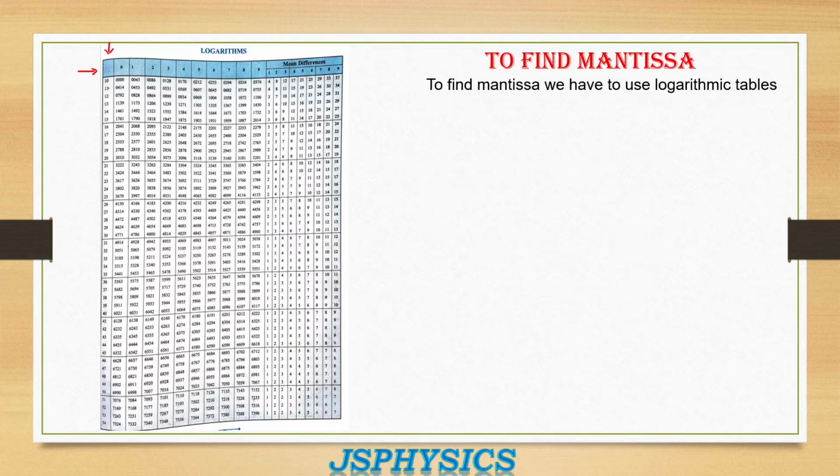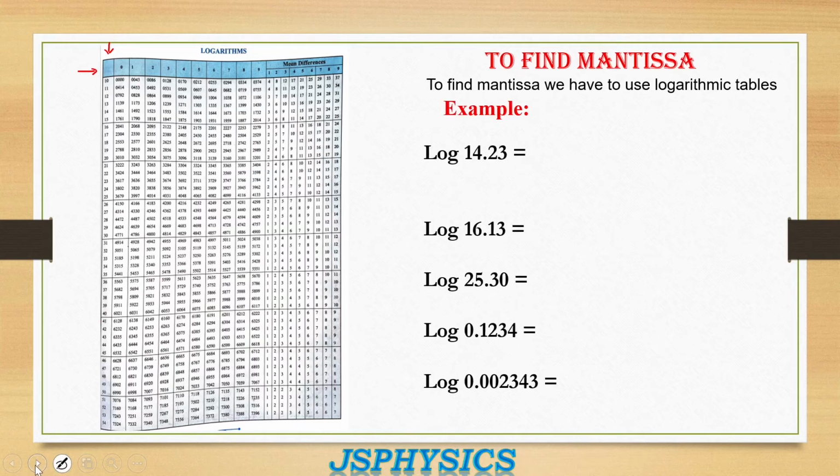The first column contains the numbers from 10 to 54, and on the next page of the logarithm table you will have the rest of the numbers, right? So these two are important for us, row and column. The entire logarithm table is divided into a number of rows and columns. Let us find the mantissa and log for these numbers.